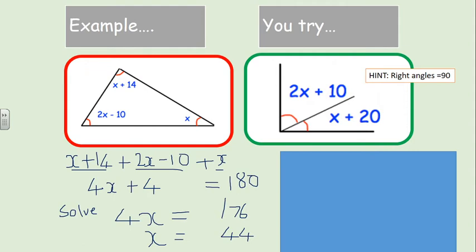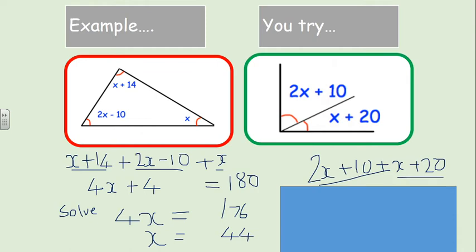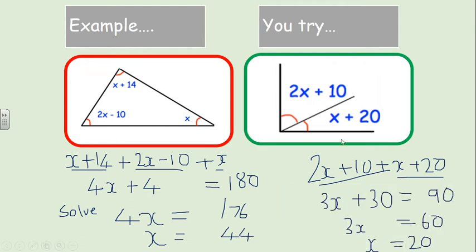Right then, the answers. So you should have 2x plus 10 and an x plus 20. Okay? That's step one, writing down what we know. Then we group them. 2x and an x gives you 3x, and it's 3x plus 30, so you've got a 10 and a 20. Okay, and that equals 90, as we said in the hint. Now solve it. So get rid of that 30, which gives you 3x equals 60. So 3 times something is 60, so that has got to be 20.